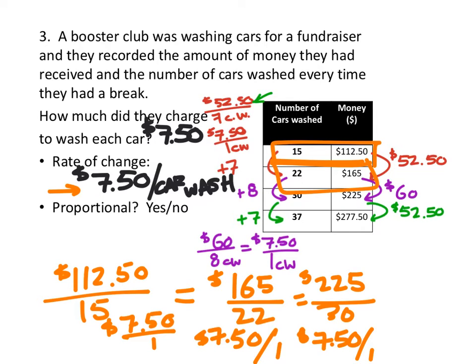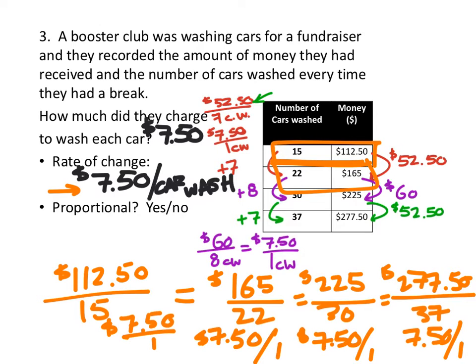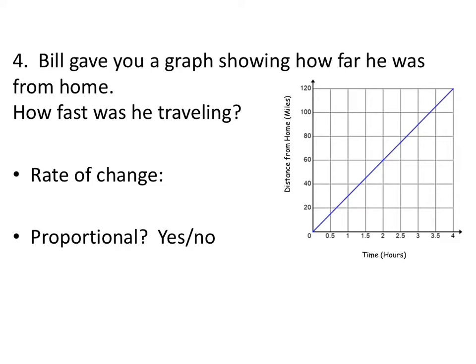And then the final fraction, 277.50 all over 37. And sure enough, the calculator gives me 7.50 per 1 on this, okay? So is it proportional? The answer is not no. It's yes.